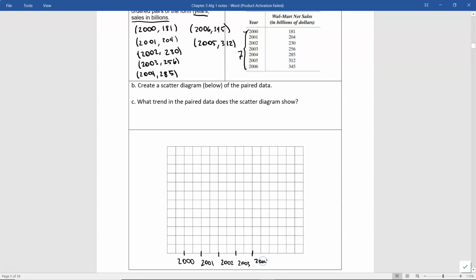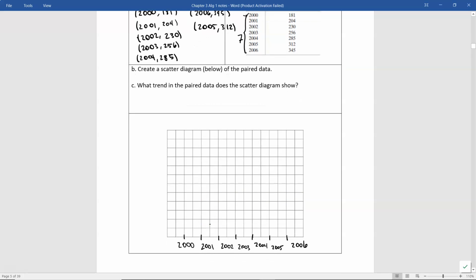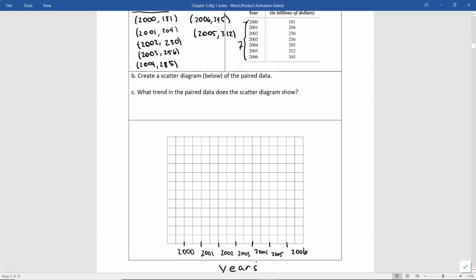It's going to take me a second. Just hang in there. And 2006. Okay, so now that we have our years plotted, it's always good to add a little label, so put something like "years" below it. Then we're going to focus on the vertical axis.